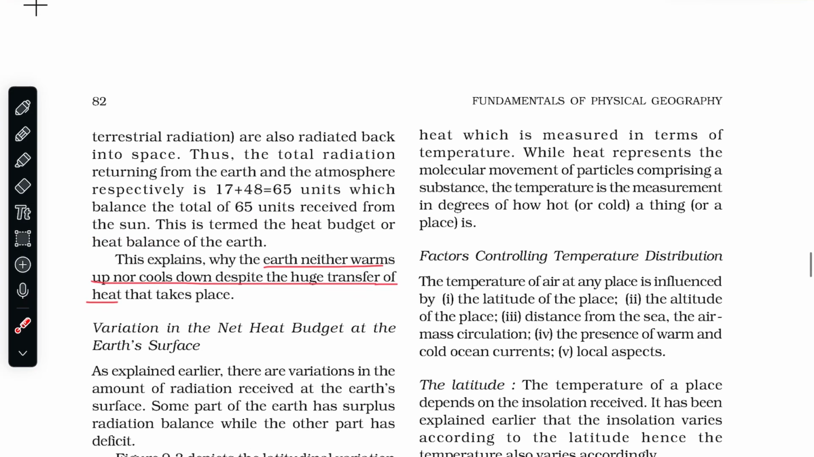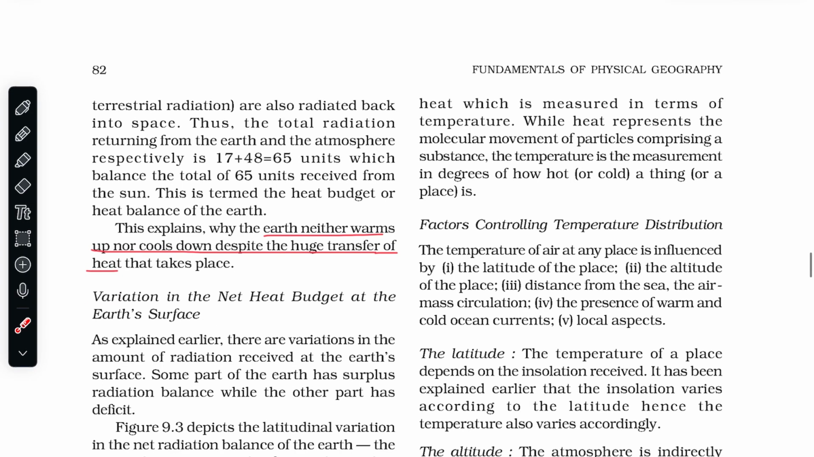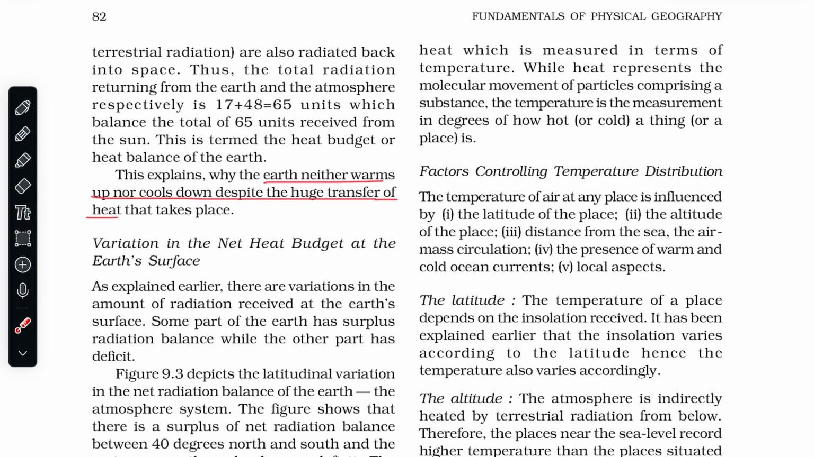This is termed the heat budget or the heat balance of the Earth. This explains why Earth neither warms up nor cools down despite the huge transfer of heat that takes place. But this process is basically disrupted by the greenhouse gases, which leads to the greenhouse effect, where more heat is trapped inside the Earth and could not escape, thereby disbalancing the heat budget because of anthropogenic causes.